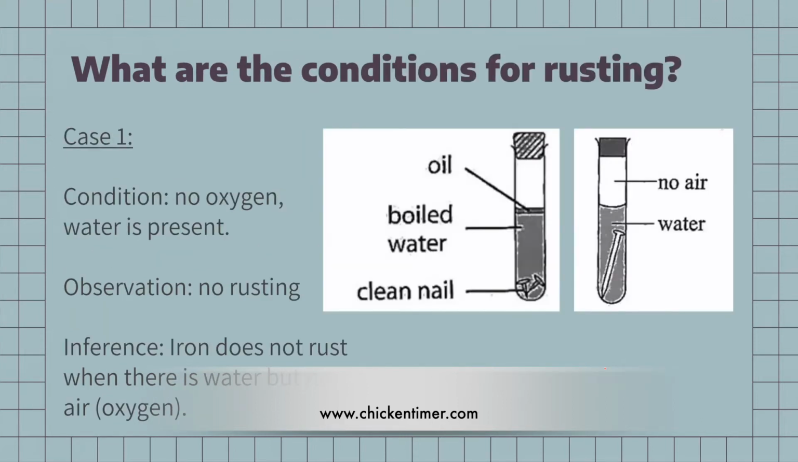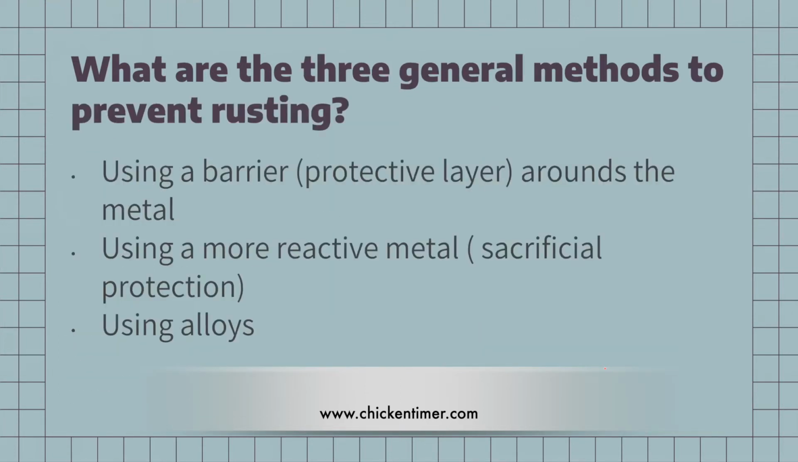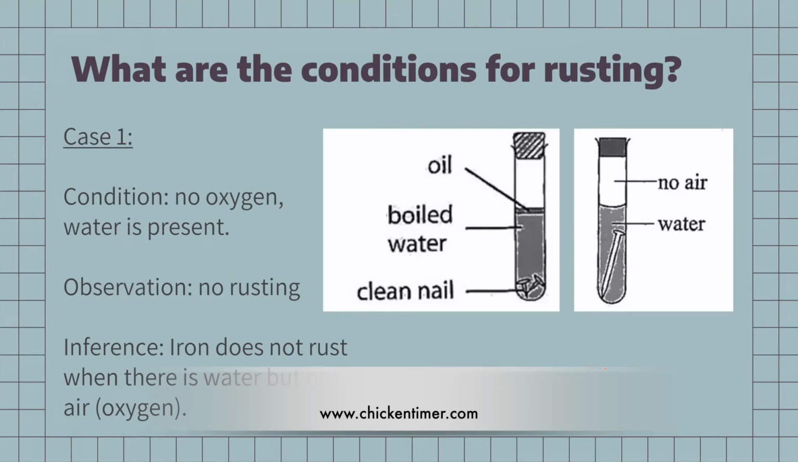Okay, so what are the conditions for rusting? So this is a series of scenarios to find out what the condition for rusting is. So we have the first case. You have these two common setups you will see in questions, in exams, in tests. They give you drawings like this. So you have two diagrams, one on the left, one on the right. Okay, the one on the right says no air. So that means this is an empty space, there's no air inside, and the iron nail is thrown inside water. So that means this one has only water.